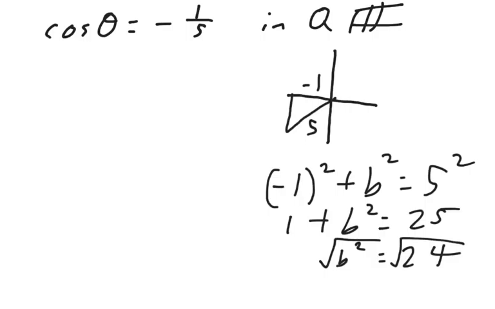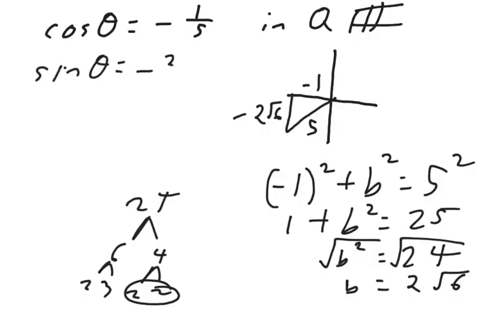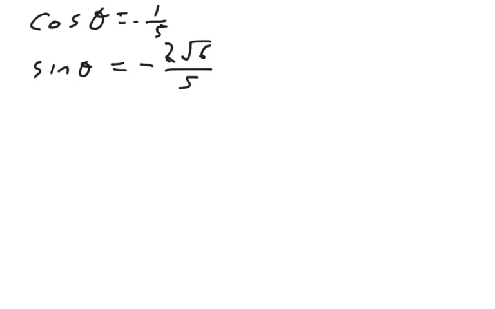And when I take the square root, since we're going to get exact answers, I'm going to break down 24 to be 6 times 4. 6 breaks down, and 4 breaks down. And so I got b equals 2 square roots of 6. But because it's down here, we got -2 square roots of 6. So the sine of theta equals -2 square roots of 6 over 5. Alright, so we got the cosine of theta equals -1/5, and the sine of theta equals -2 square roots of 6 over 5.